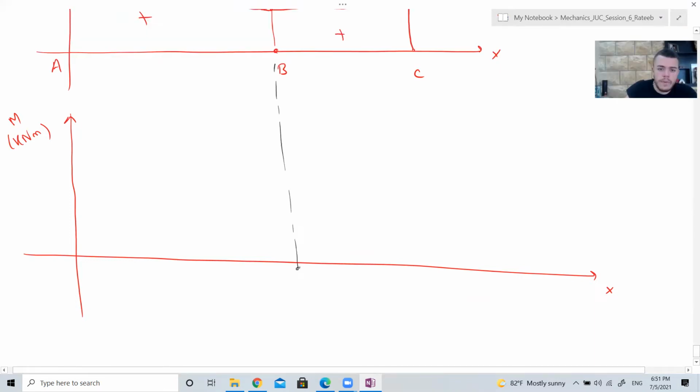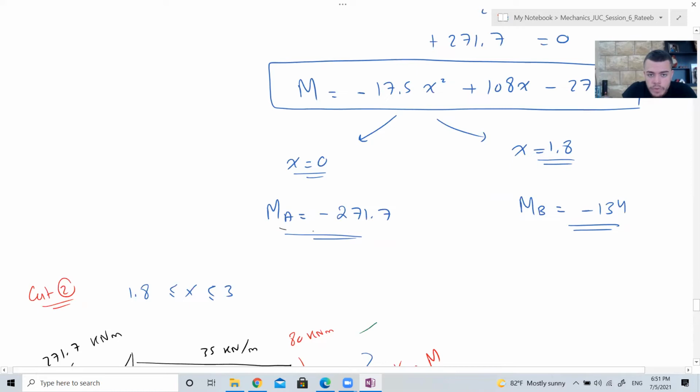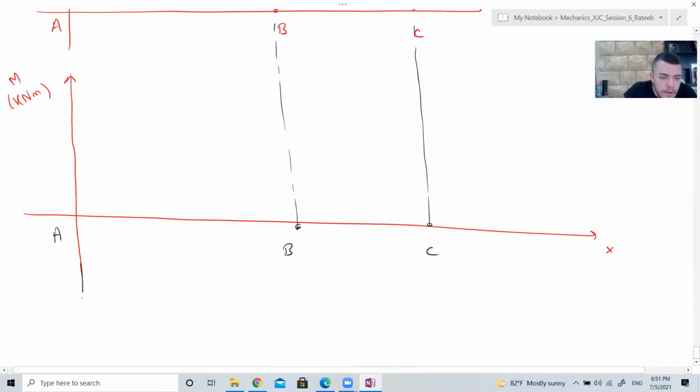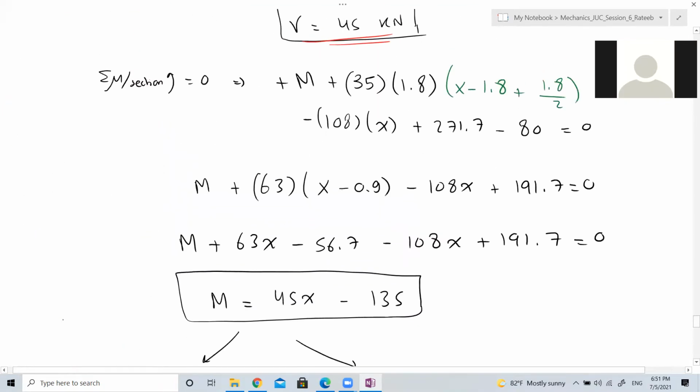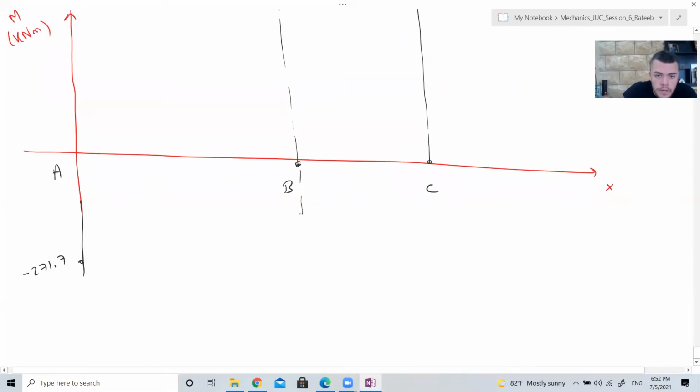Again we have B, we have C, we have A. Looking at cut number 1, we find that the moment at A is minus 271.7, so here minus 271.7. The moment at B is minus 134, so here minus 134.